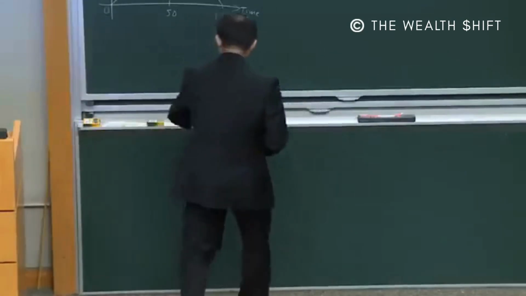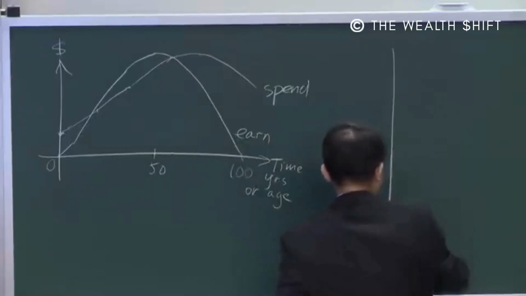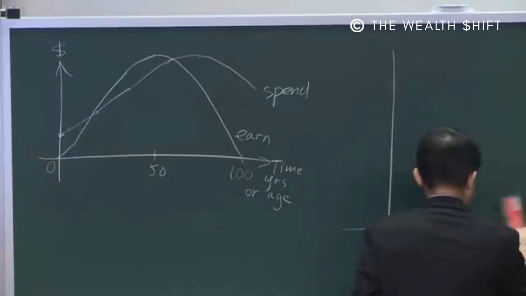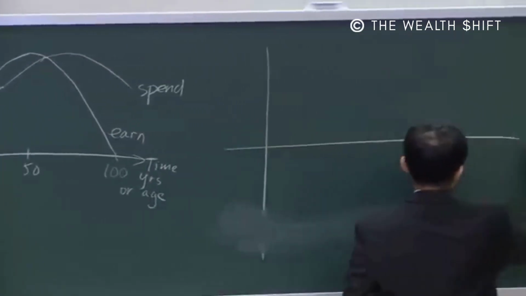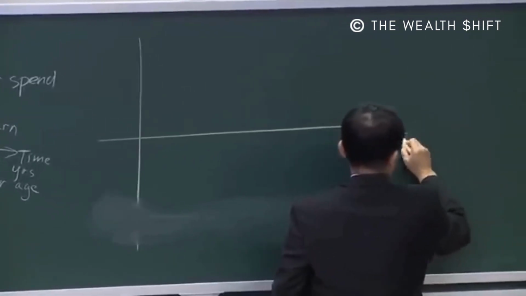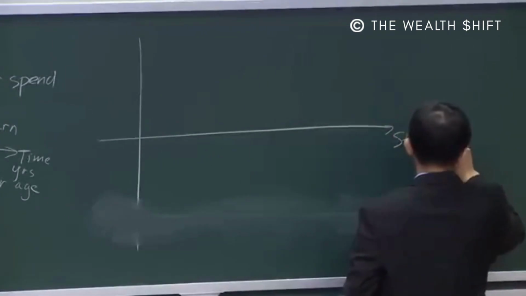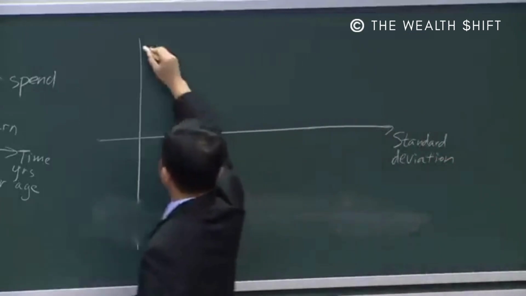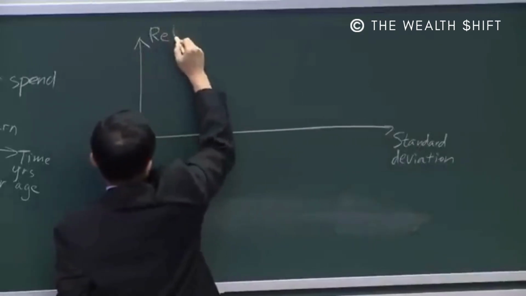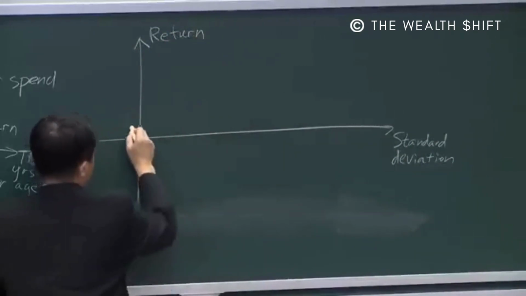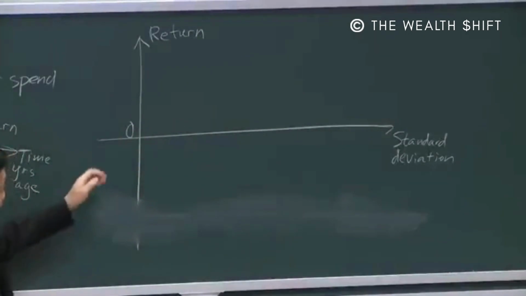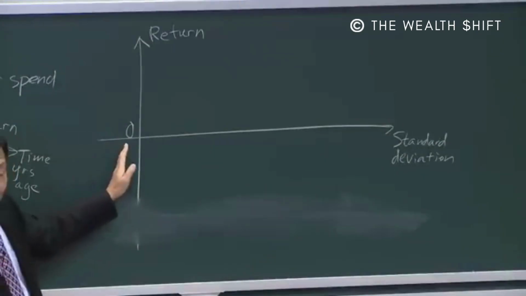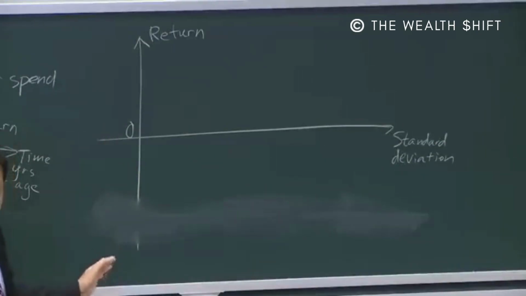So what are we trying to do? You're familiar with this chart, right? Return versus standard deviation. Standard deviation is not going to go negative, so we stop at 0. But the return can go below 0.